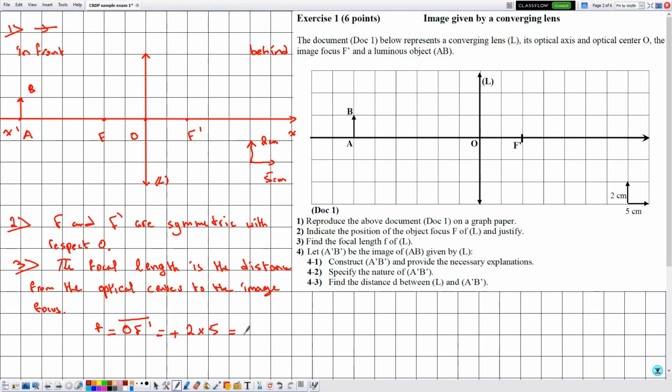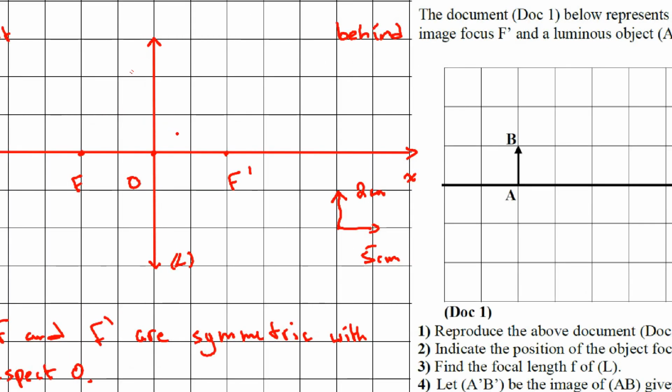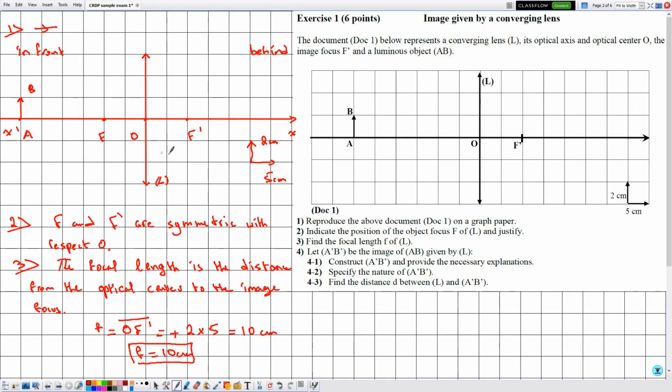Then the focal length is given by the product. Since the scale is expressed in centimeters, then the focal length f will be expressed in centimeters. Then the focal length is equal to 10 centimeters. Notice that in this case the focal length is positive, which verifies or confirms that the used lens is a converging lens, because we know that for a converging lens the focal length is always positive.